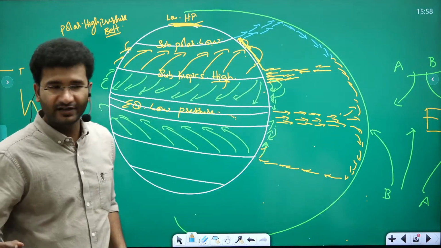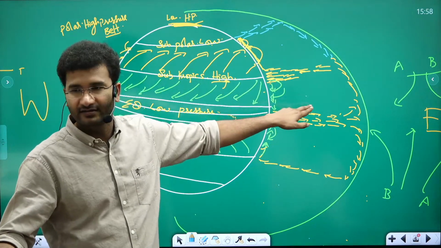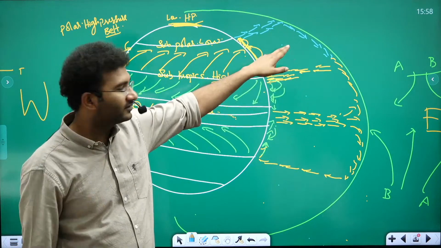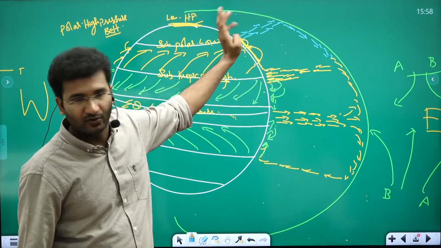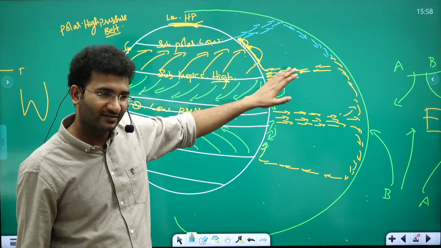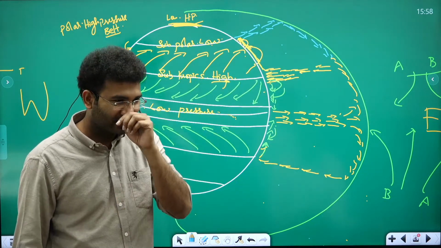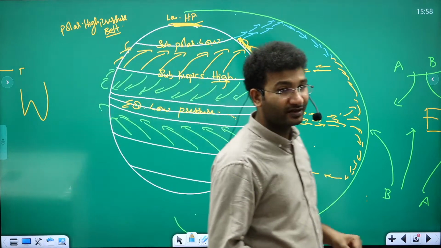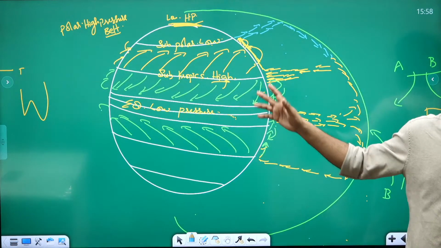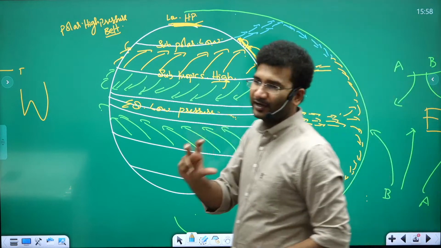There are names given to these cells. What is the name of this cell? Hadley cell. This is the polar cell. You have names of the cells. Clear? If you have studied geography with me, you know this. But for a student who is learning it for the first time, it is a very difficult topic. In the NCERT also, it is written in a very brief manner.